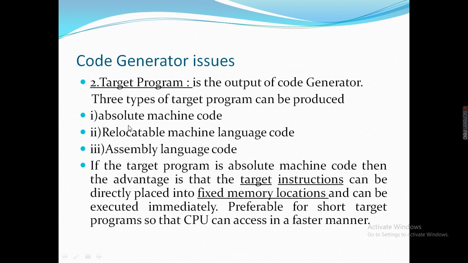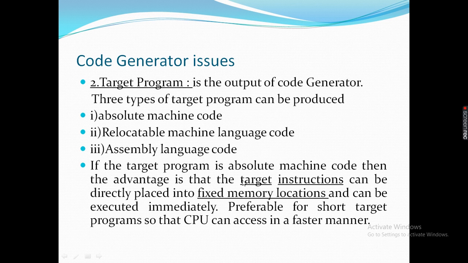Three types of target program can be produced. The first one is absolute machine code. The second one is relocatable machine language code. And the third one is assembly language code. I repeat, there are three types of target program that can be produced: absolute machine code, relocatable machine language code, and assembly language code.